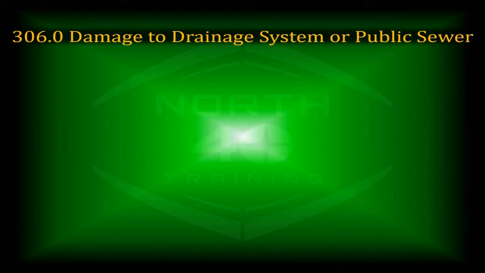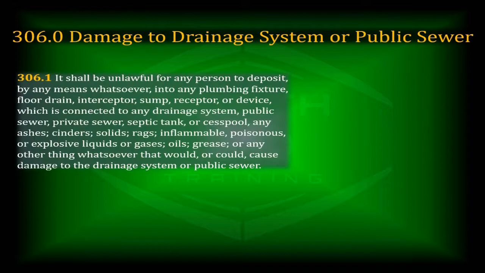306, damage to drainage systems or public sewers. 306.1, it shall be unlawful for any person to deposit by any means whatsoever into any plumbing fixture, floor drain, interceptor, sump, receptor, or device which is connected to any drainage system, public sewer, private sewer, septic tank, or cesspool, any ashes, cinders, solids, rags, flammable, poisonous, or explosive liquids or gases, oils, grease, or any other thing whatsoever that would cause or could cause damage to the drainage system or the public sewer.